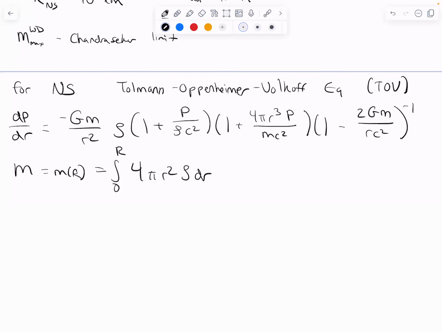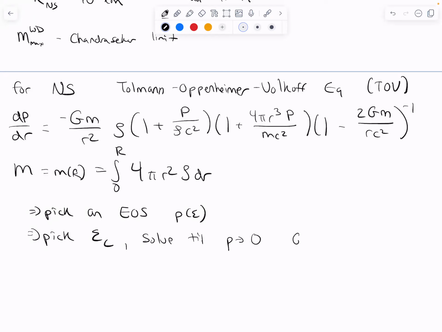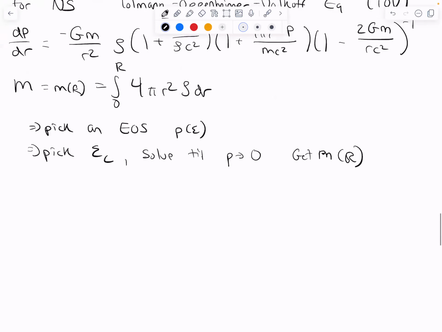You pick an equation of state, so you have P versus epsilon. You pick a central density, and then you solve till P goes to 0. You get mass versus radius. And so why is this important?